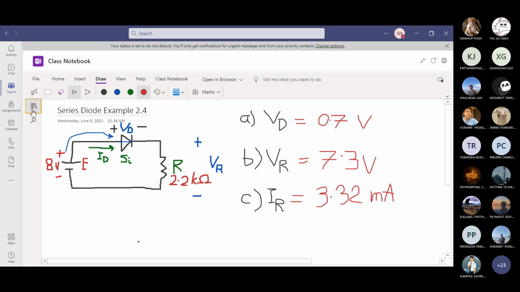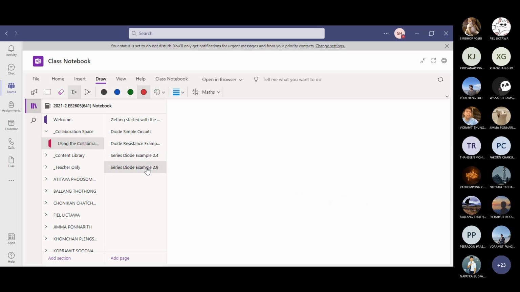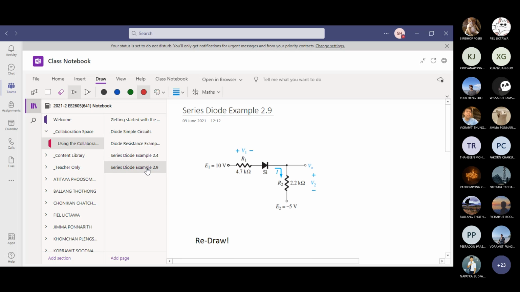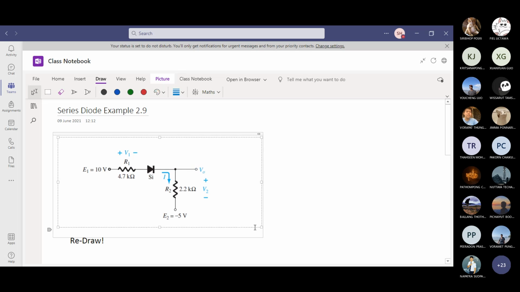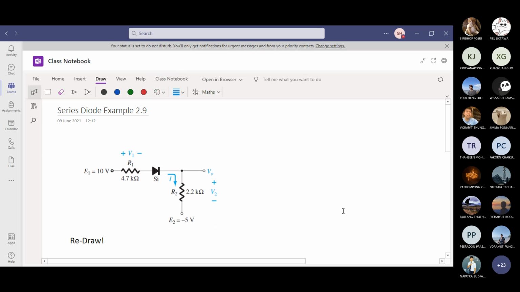There's another example, I believe, for the circuit, example 2.9, which I also wanted to do for today's class. Looks scary, isn't it? But sometimes you may see a circuit like this. Let's zoom in on this circuit first. Make it large. Now you see what's going on.